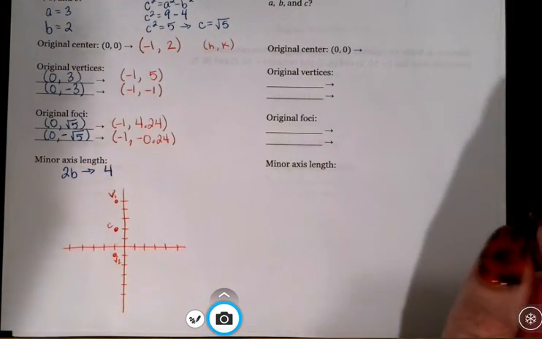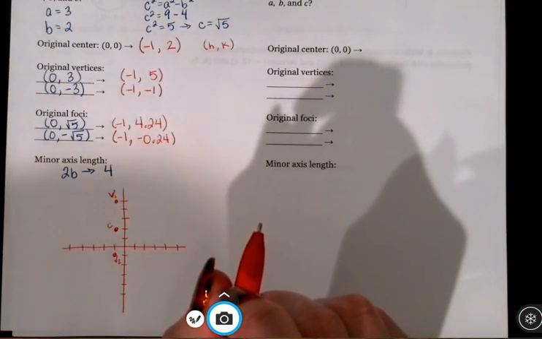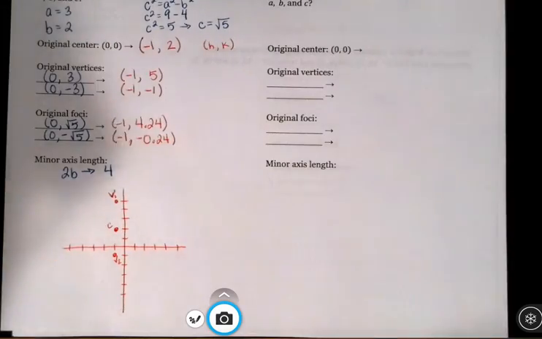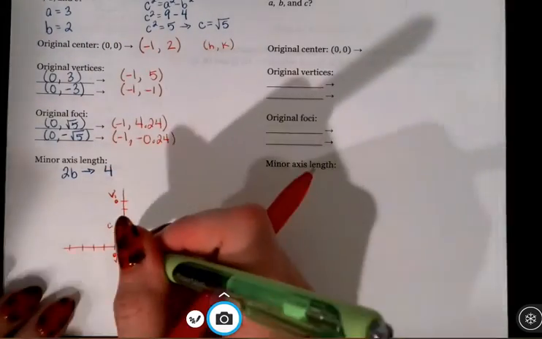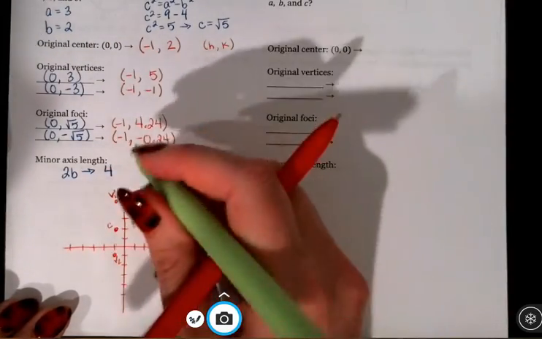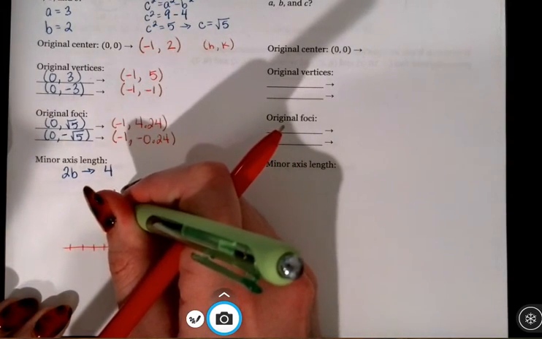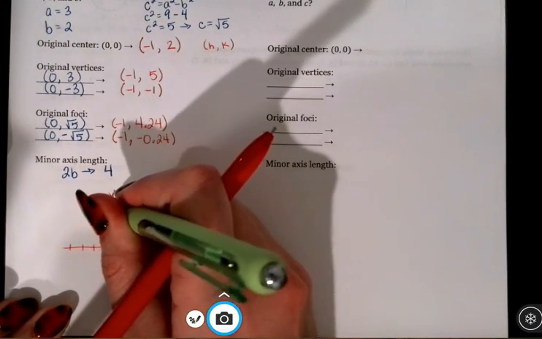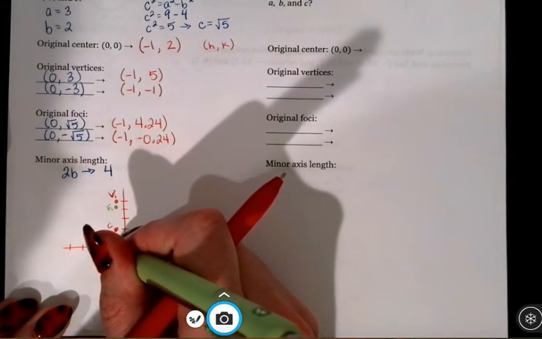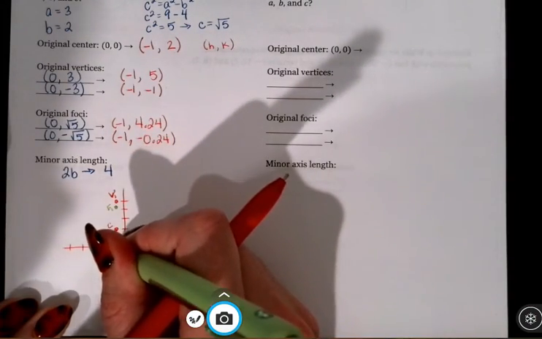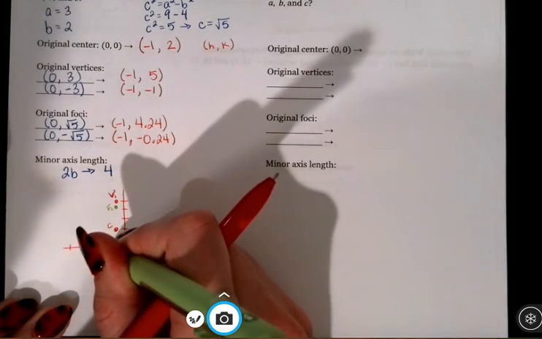My foci, I don't have that many colors of pens. Let's see if the green one works. So I have -1, 4.24, which would be like here-ish. So this is one of my foci, and then -1, -0.24, which is here. So foci number 2.